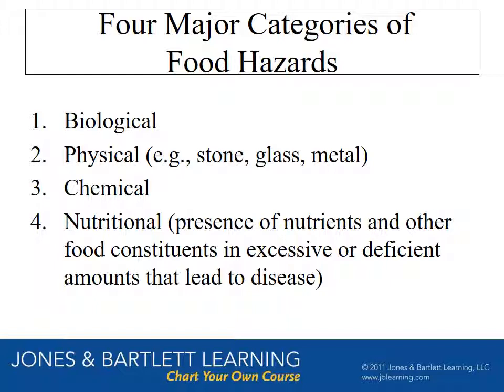There are 4 categories for food hazards that we'll discuss in this presentation. Biological, where microorganisms or toxins from microorganisms contaminate food. Physical, so plastic, metal. Chemical, where pesticides or other chemical contaminants are found in food. And then nutritional hazards, where perhaps presence of nutrients or other constituents could lead to disease or even sometimes an allergic reaction.